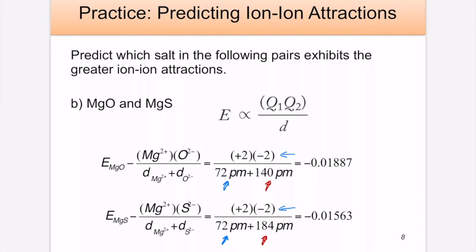So we would expect again that since the radius of sulfur is larger than oxygen, that should be a weaker interaction. So this is the same number that we got in our previous calculation, the previous slide. This is what we get for magnesium sulfide, and notice that that is a smaller negative number, which fits our prediction.